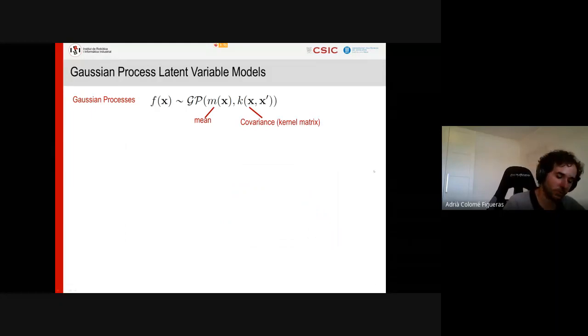Moreover, there are even more complicated ways of doing this dimensionality reduction technique. One of them is Gaussian process latent variable models, and this is, let's say, a little bit complex or difficult to understand at first, but if you are interested in the topic, you can look for it.